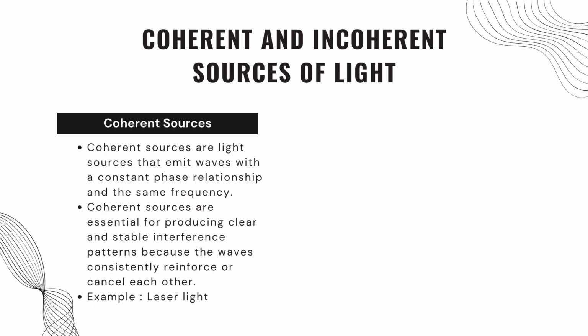Now comes coherent and incoherent sources of light. Coherent sources are light sources that emit waves with a constant phase relationship and the same frequency. These are essential for producing clear and stable interference patterns. An example of a coherent source of light is laser light.